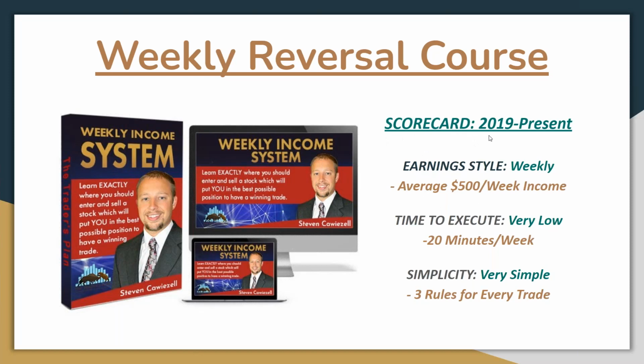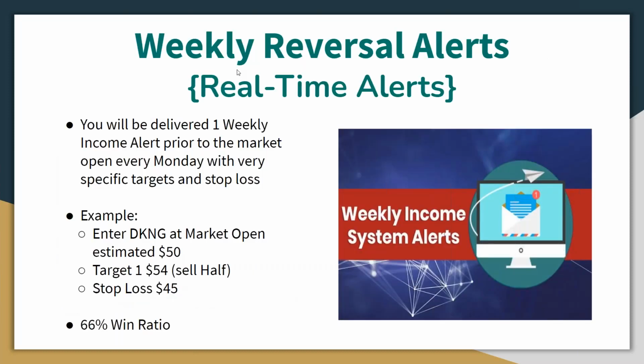So I've shown you the scorecard from 2019 to present. On average, if you would have taken every trade, you'd earn about $500 a week in income. That's on average. It takes 20 minutes a week to execute, and it's very, very simple. 3 rules for every trade. As part of the weekly reversal course, while you're training, I love to teach people how to fish. That way, you can really understand the system, and then you can do it yourself.